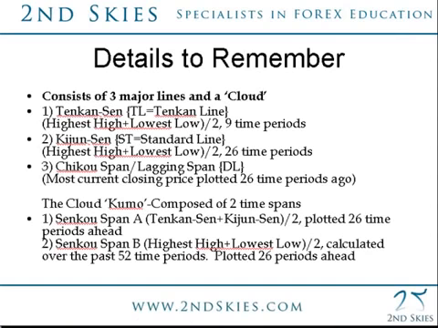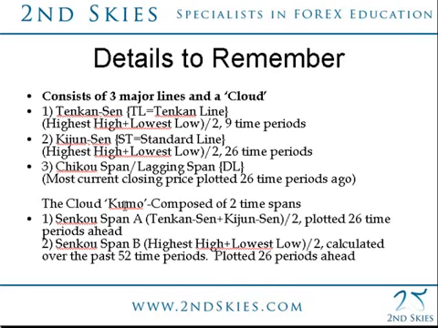Now, some details to remember about it. It consists of three major lines and a cloud. The Tenkan line, which is the shorter moving average. It's the highest high plus the lowest low divided by 9 periods there. So it's a 9-period MA basically based on the highest high and lowest low. The Kijun line is the longer moving average. It's a 26-period one. The Chikou span, even though it's there, I do not use this at all whatsoever. So we can pretty much delete this across the board.